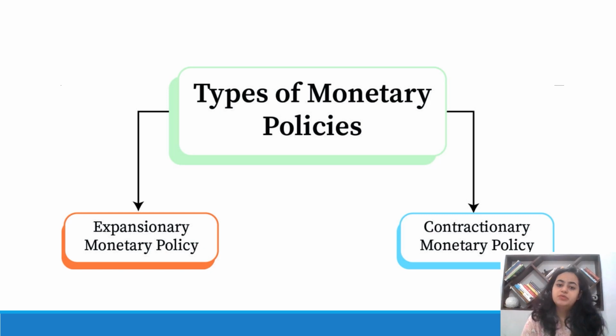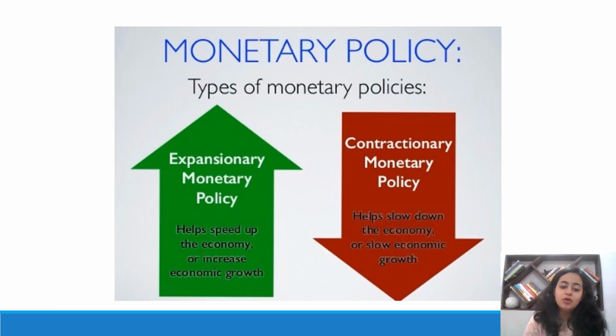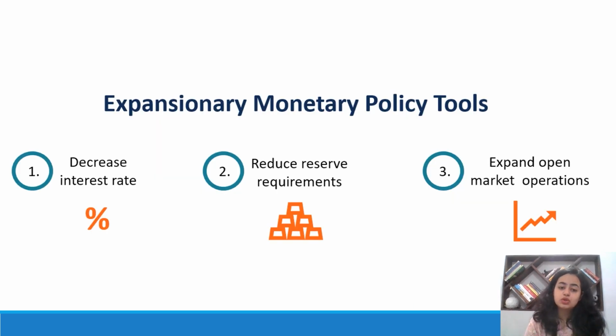There are two types of monetary policies, namely the expansionary monetary policy and the contractionary monetary policy. The expansionary monetary policy is aiming to speed up the economy or increase the economic growth by increasing the money supply in the economy. Contractionary monetary policy is trying to slow down the economy or bring down the economic growth by reducing the money supply. Some major tools of expansionary monetary policy are as follows.